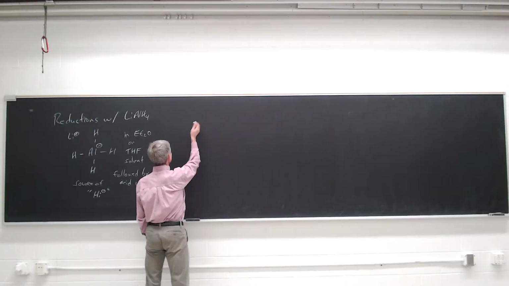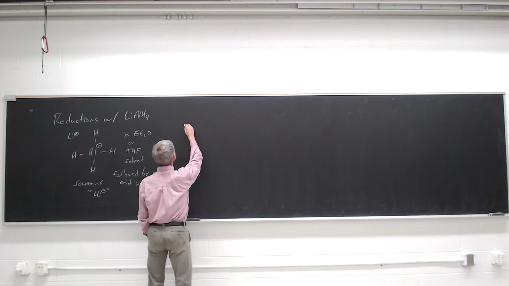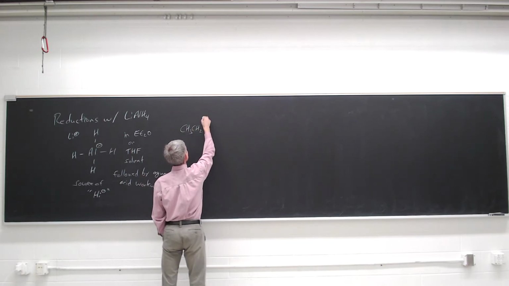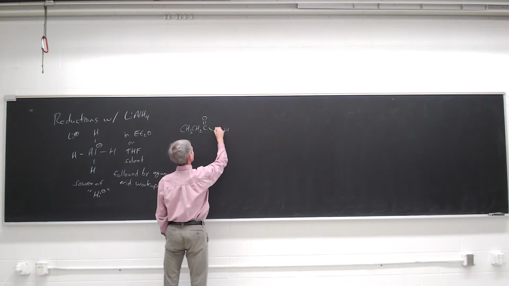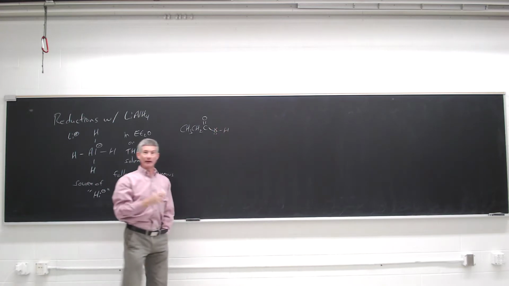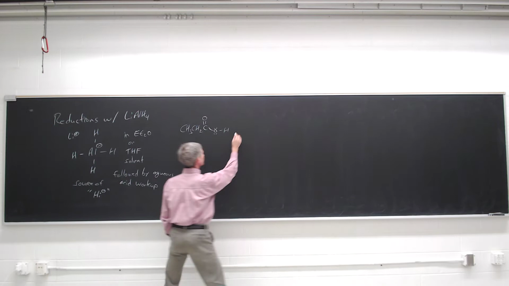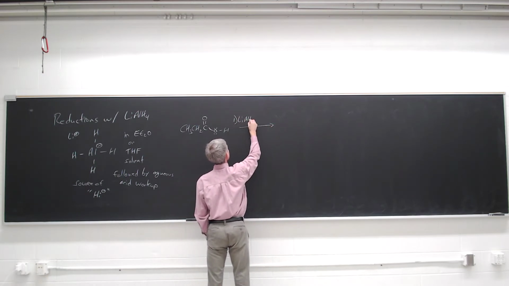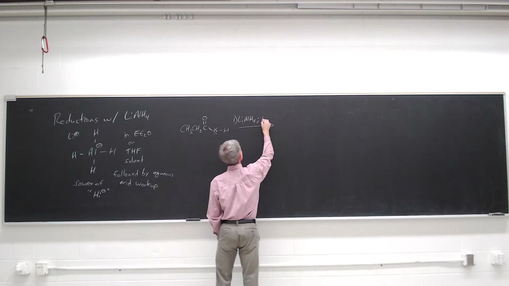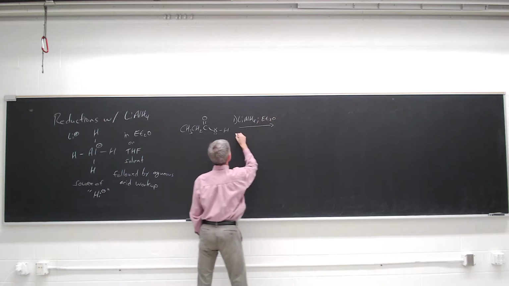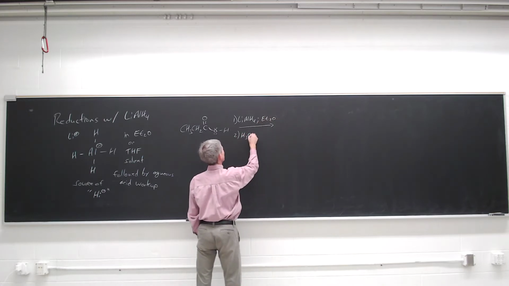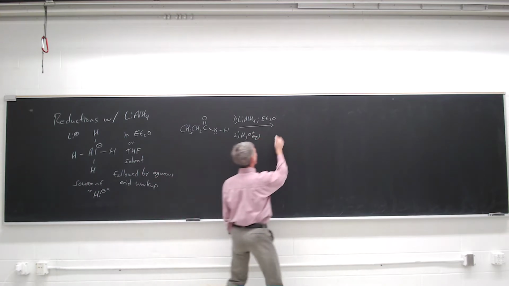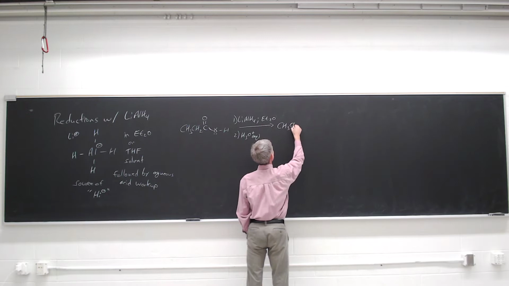So even carboxylic acids like propanoic acid in this case can be reduced using lithium aluminum hydride in ether, followed by aqueous acid to produce the primary alcohol, 1-propanol.